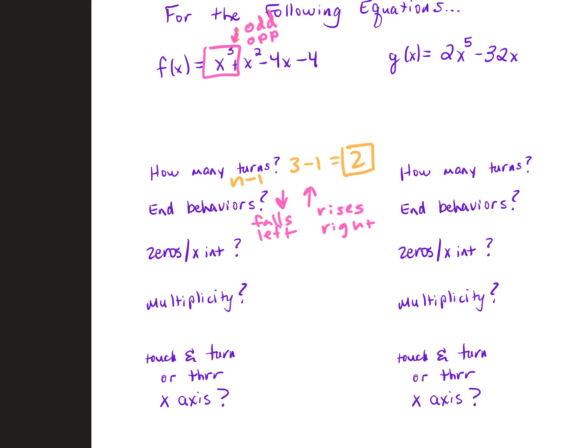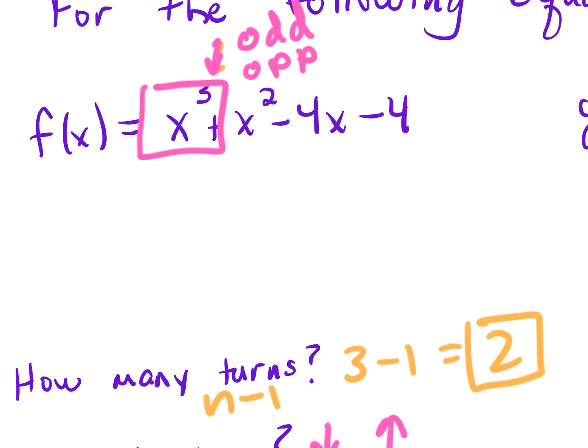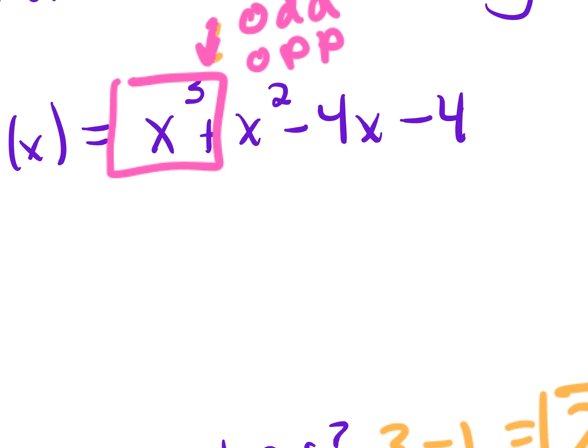Next, I want to find the zeros, or the x-intercepts. How can I find the zeros here? I have to factor it. When I have 4 terms, how do I factor? By grouping. So I group the first 2, group the second 2.